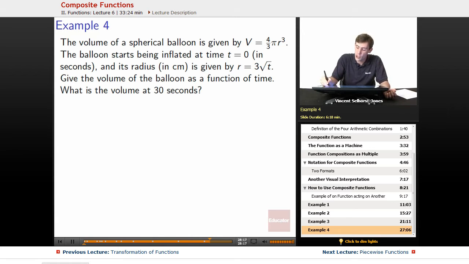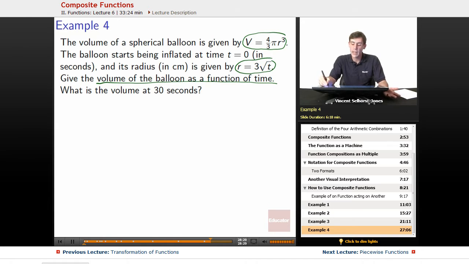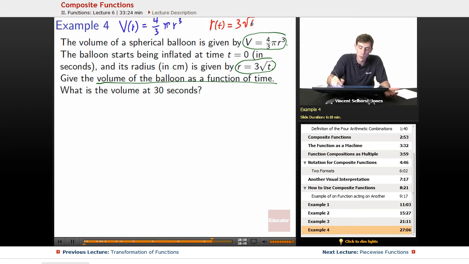All right, so first thing we need to do is give the volume of the balloon as a function of time. Well, first off, right now, v equals 4/3 pi r cubed and r equals 3 root t are not actually functions, but we could easily turn them into functions. Volume is really just a function of radius, because the only thing that can vary in there is the radius. So it's 4/3 pi r cubed. Simple function. And radius is a function of time, 3 root t.